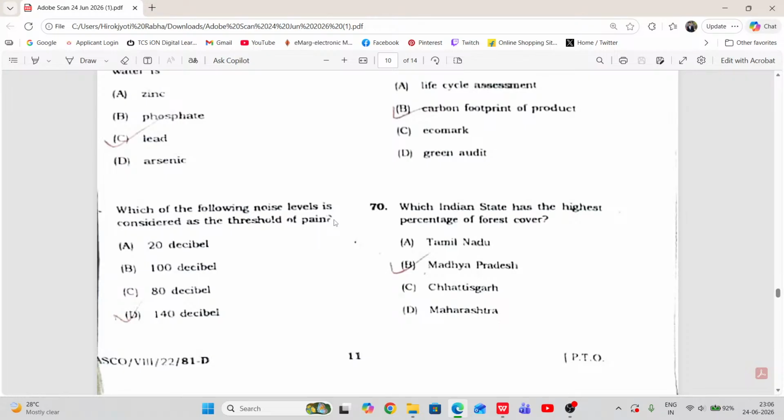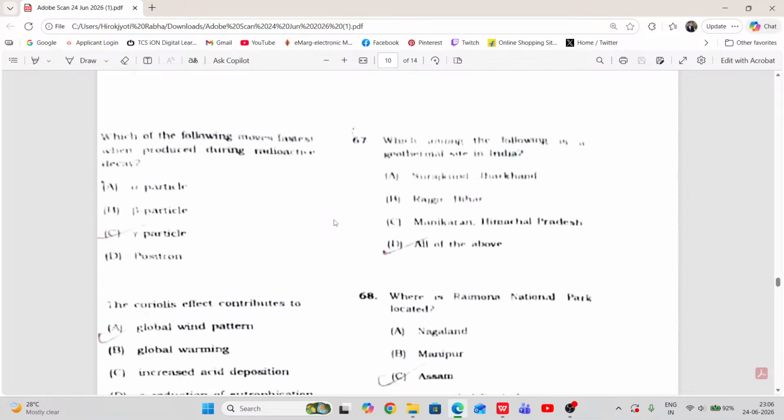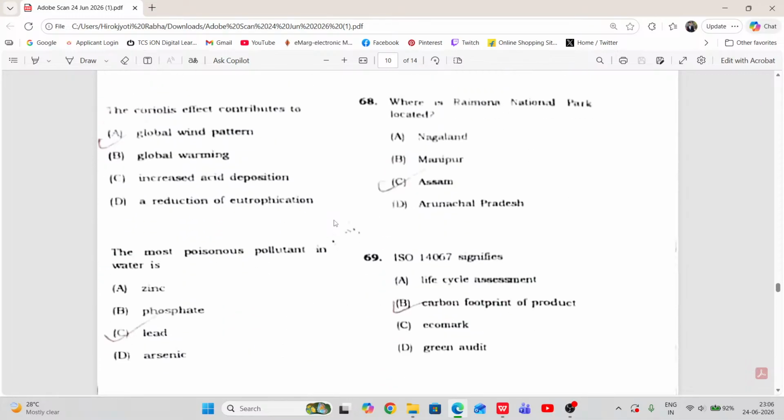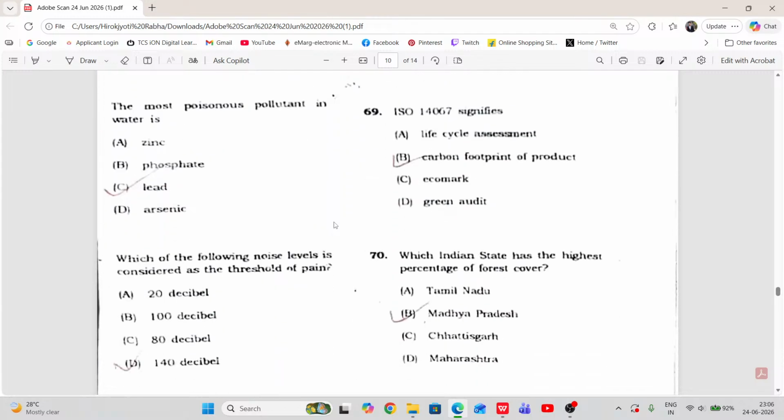Which among the following is a geothermal site in India? All of them. Which of the following is in Raimona National Park, Assam? ISO 14067 signifies carbon footprint of product. Which Indian state has the highest percent of forest cover? Madhya Pradesh.